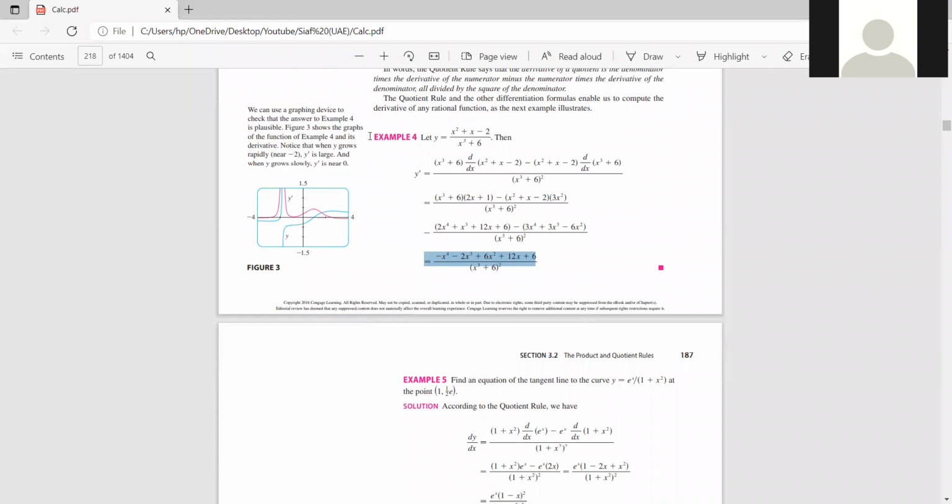Should we do more examples on this division? Yeah, one more, because it's so long and there are so many steps. I just want to make sure I fully understand. Okay.